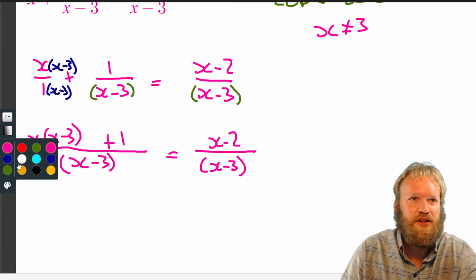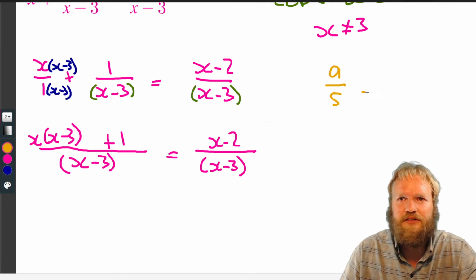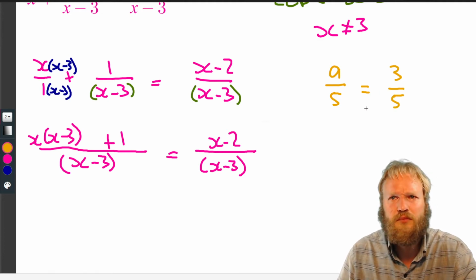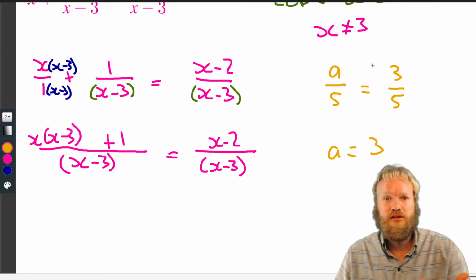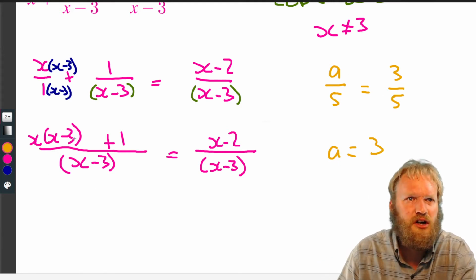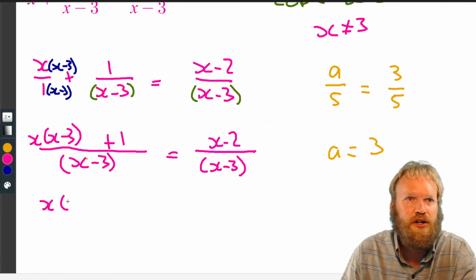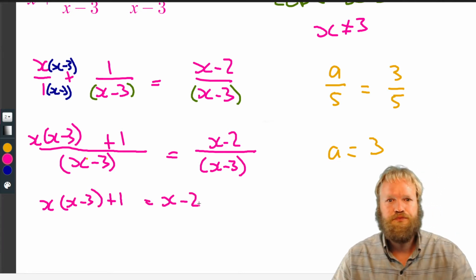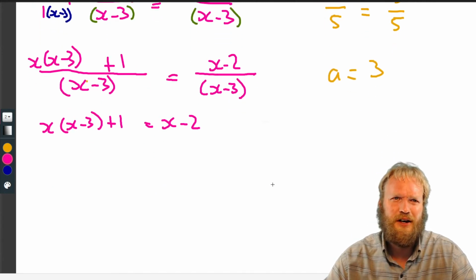Okay, and as another aside that we're going to use, this is useful to go. Let's say I said that a over 5 equals 3 over 5. What's the value of a? Well, clearly a is 3, because if the denominators are the same, surely the numerators are the same. I think that's good logic. So in other words, the denominators are the same here, so therefore the numerators, x minus 3 plus 1 equals x minus 2. It looks a little bit more manageable now, doesn't it? Okay, well, I think so.